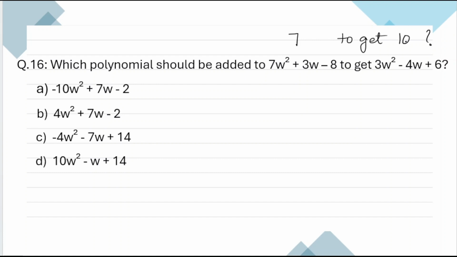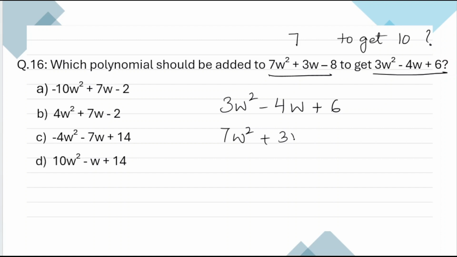You are subtracting: 10 take away 7 is giving you the correct answer, 3. So from this polynomial, 3w square minus 4w plus 6, I will subtract the first polynomial, 7w square plus 3w minus 8. We will subtract it. Sign change, sign change, sign change.